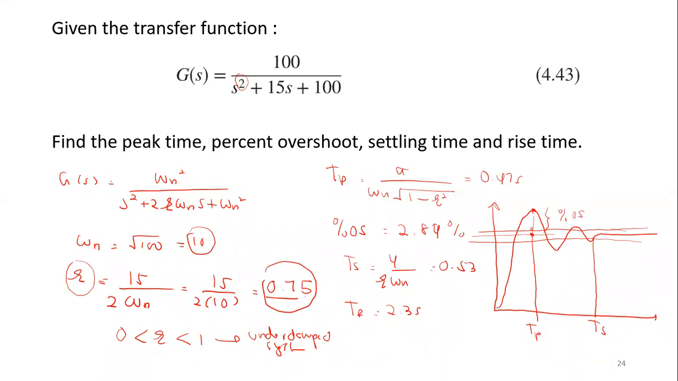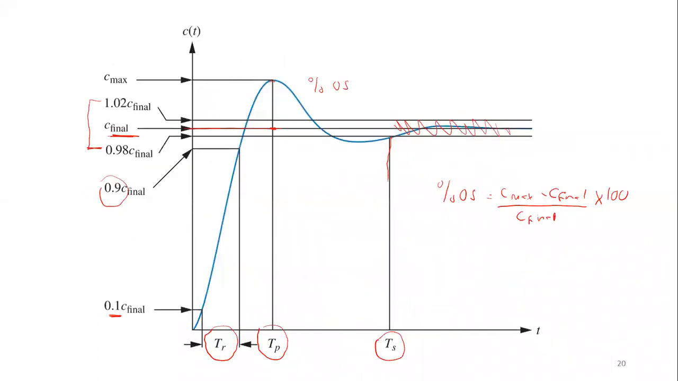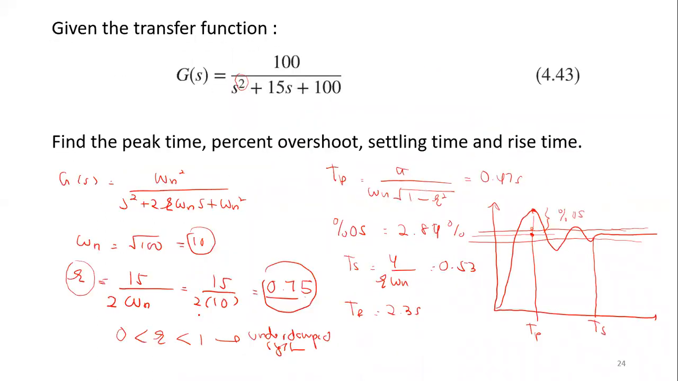Okay, so what is your rise time? Your rise time is TR, from 0.1 to 0.9. So your rise time is from here to here. This is your rise time, which is 2.3 seconds. Clear? Okay, so keep on practicing.